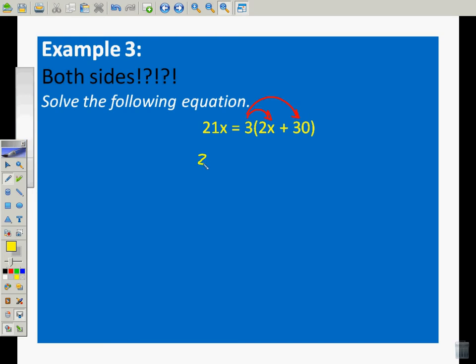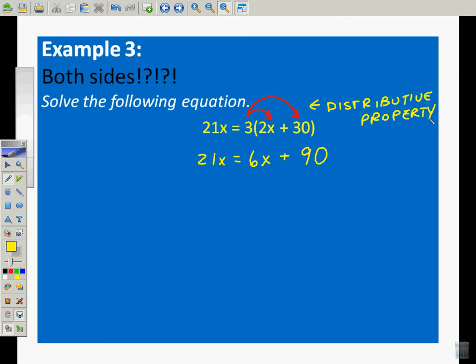So I'm going to bring down my 21x equals. Now, this first arrow here is 3 times 2x, so that's going to be 6x. Keep my addition sign. Then 3 times 30, which is 90. And so now I've gotten rid of the parentheses by using the distributive property. And so what I can do now is the same thing I did in the previous two examples. I need to switch one of the x terms over to the other side.